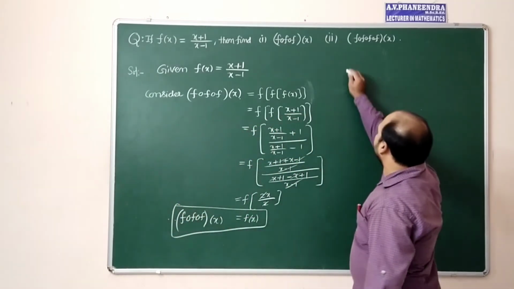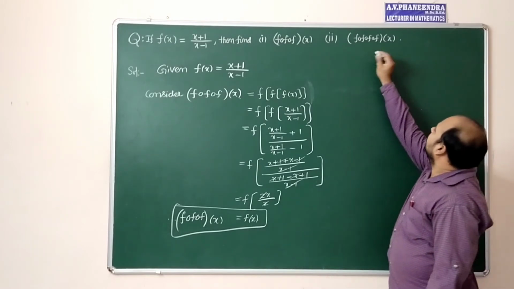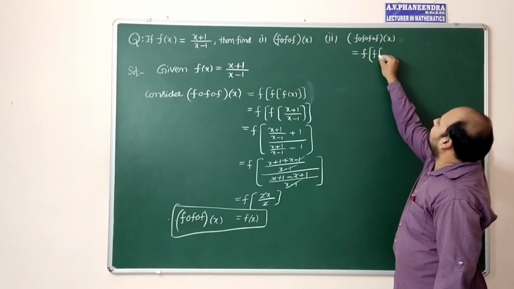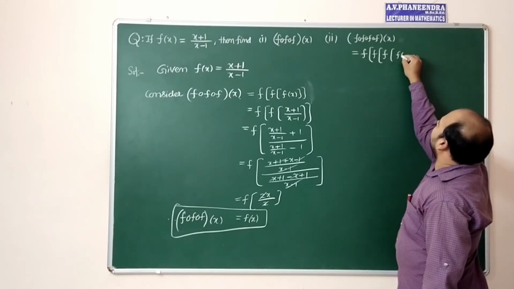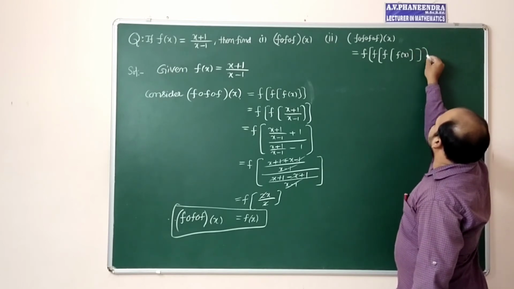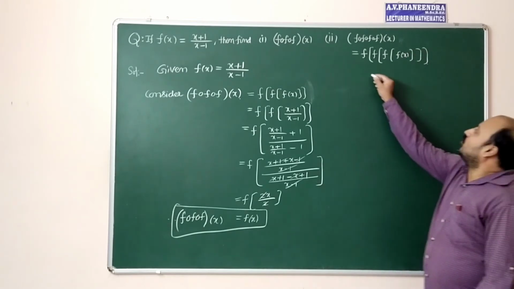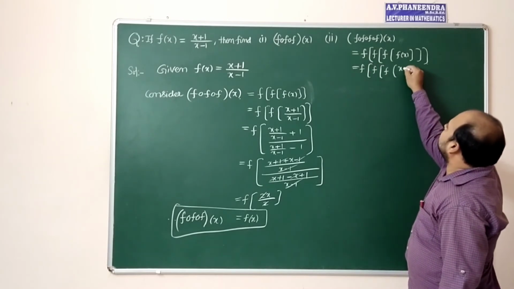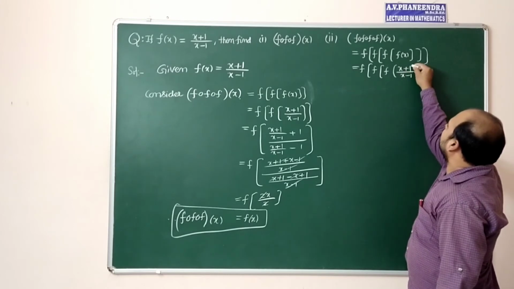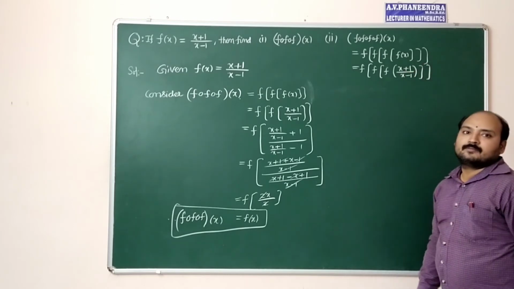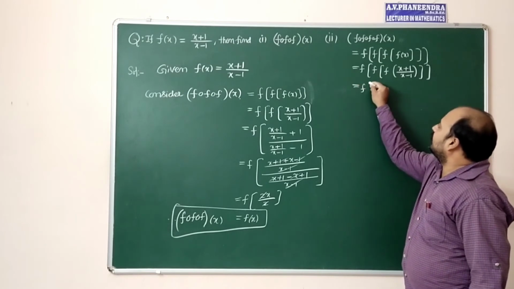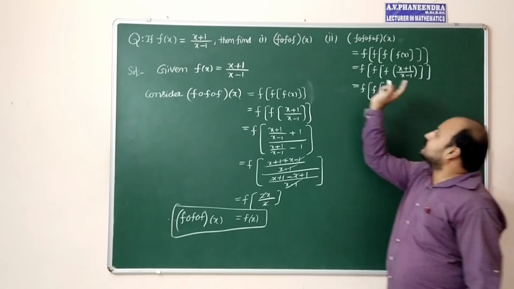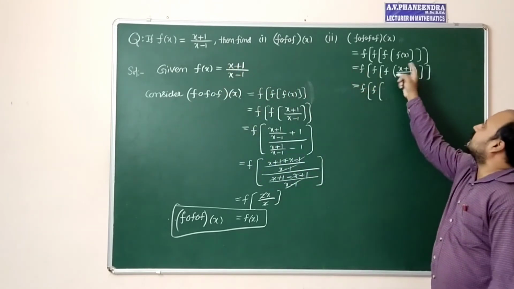The first question completed. Come to the second question, which is equal to f of f of x, which is equal to f of x plus 1 divided by x minus 1, which is equal to f of x plus 1 by x plus 1, x minus 1. Wherever x is there, you have to replace it with x plus 1 by x minus 1.